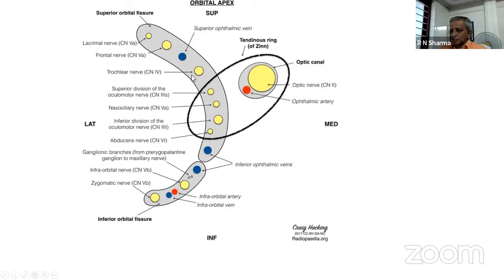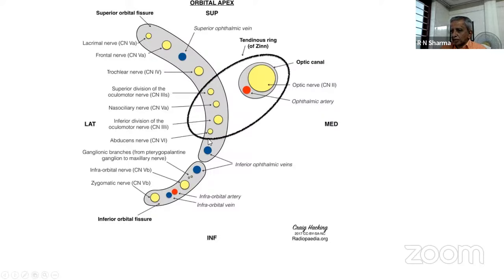There is the usual question: structures passing through superior orbital fissure. There is a mnemonic for the structures passing through. The superior portion, that is the upper portion, the nerves that are passing through will be summarized by LFT: lacrimal, frontal, trochlear. Then you have got the third and sixth nerve. Third, you have got two divisions.